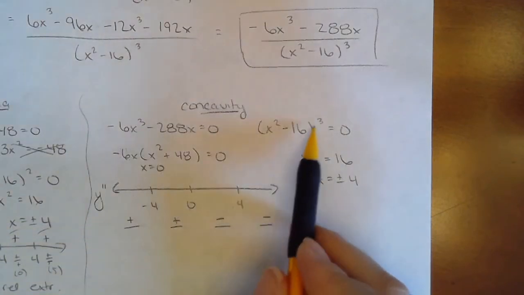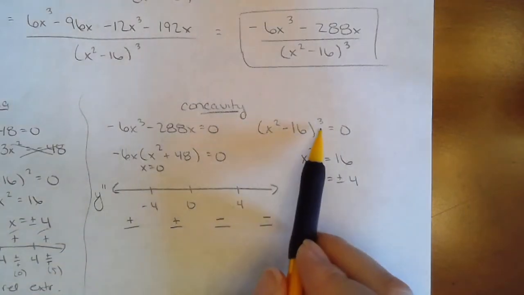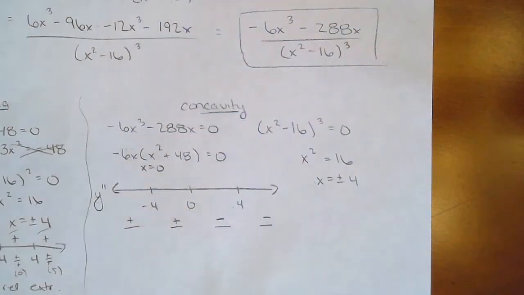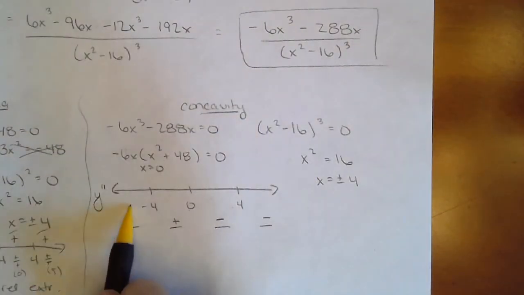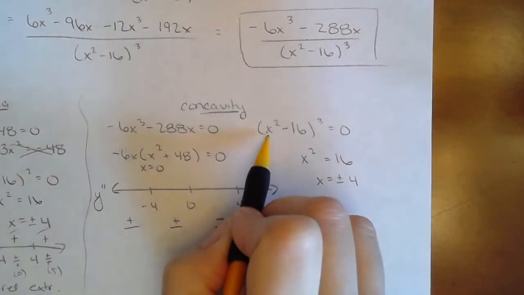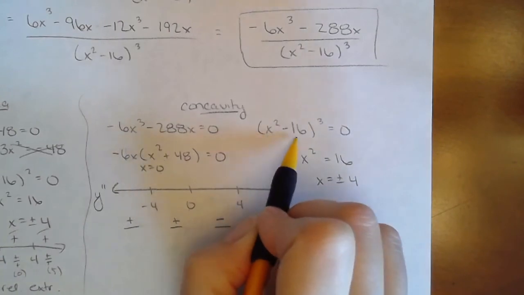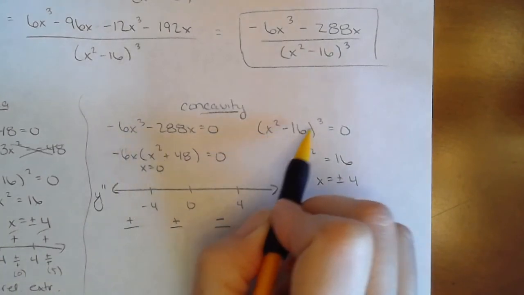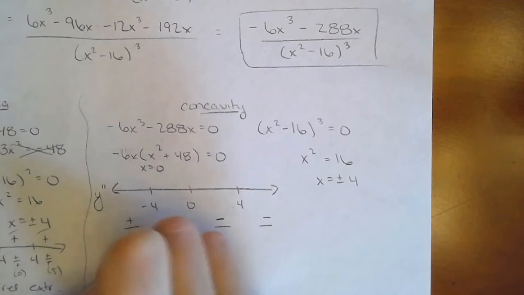Well, the denominators, now I have (x squared minus 16) cubed. When you're cubing something, you can go negative. So let's take a negative 5. Negative 5 squared is 25. 25 minus 16 is positive. A positive cubed is a positive.